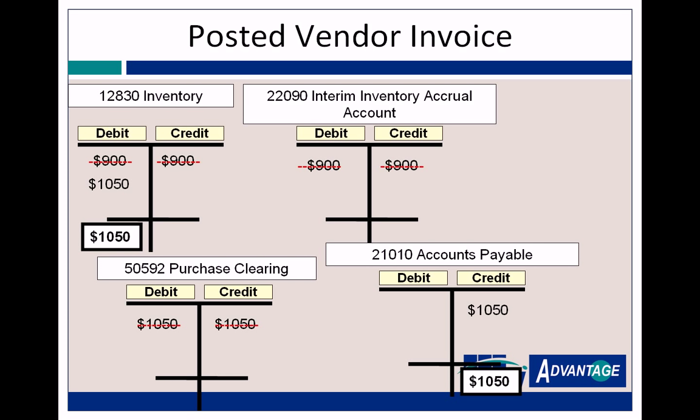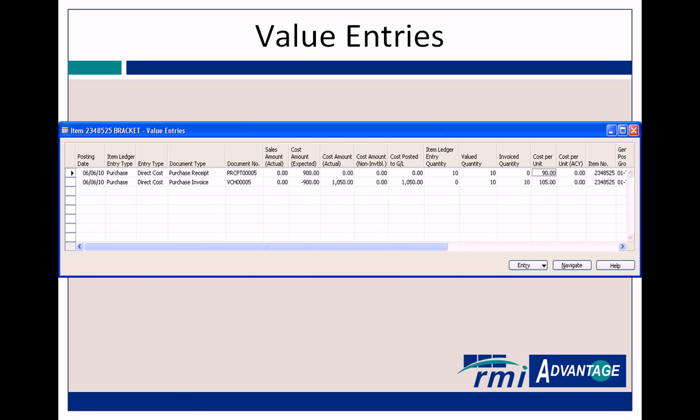And if we take a look at our value entries, we will go ahead and analyze the two entries that are here. If you notice in our first document type, we have our purchase receipt. So this was the value entry that was created when we had posted the receipt but had not posted the vendor invoice yet.